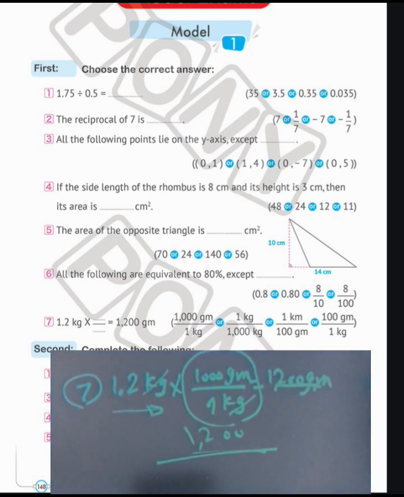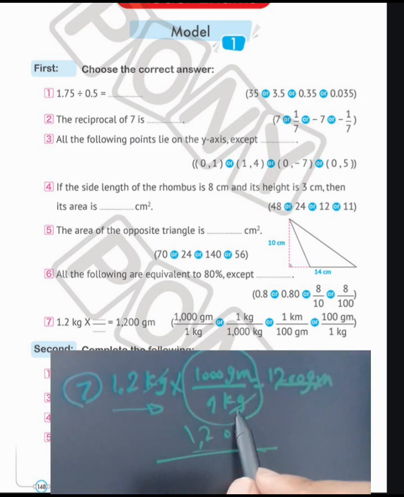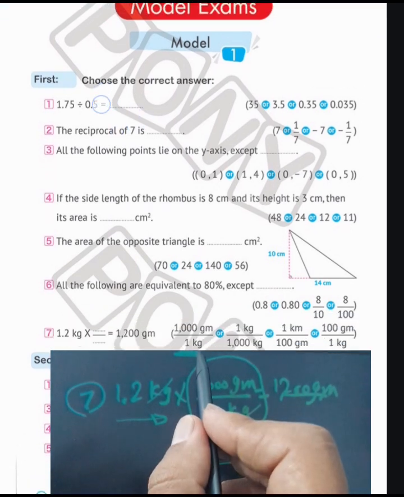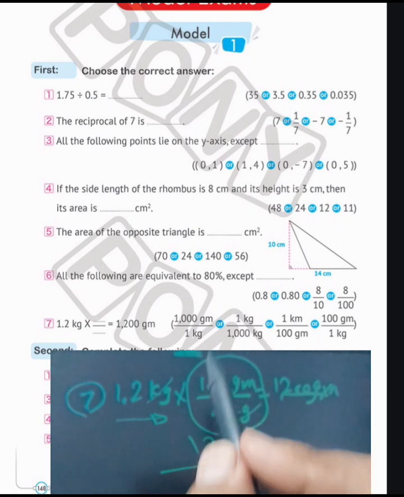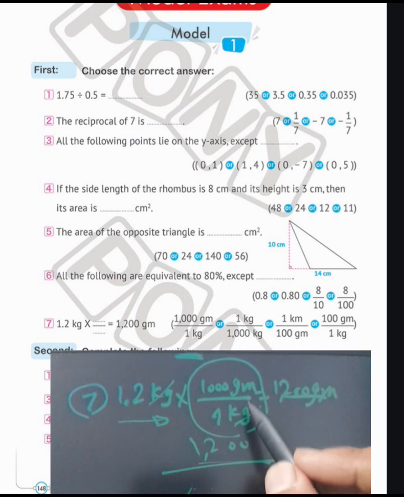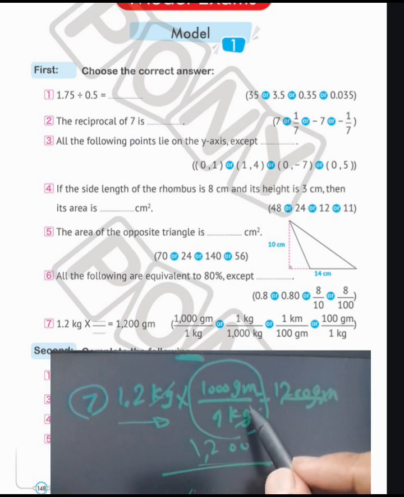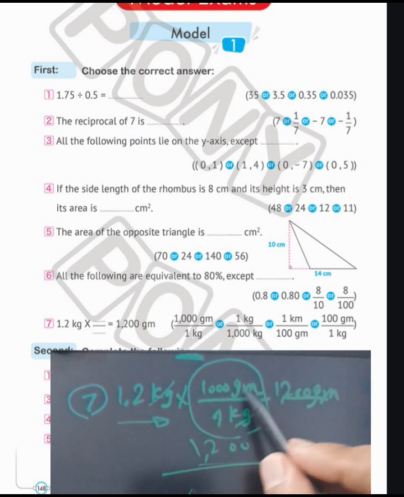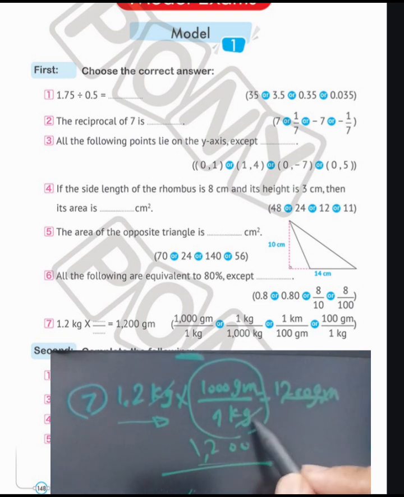Okay, the result will be 1200. So we must choose 1000 gram over 1 kilogram. Choose the first solution here. Okay, 1000 gram over 1 kilogram, we call that a conversion factor. A conversion factor compares two equal quantities using different units. 1000 gram is equivalent to 1 kilogram, but here we use gram in the numerator and kilogram in the denominator. You must know 1 kilogram is equivalent to 1000 grams.